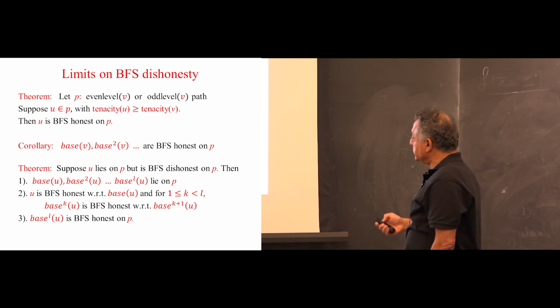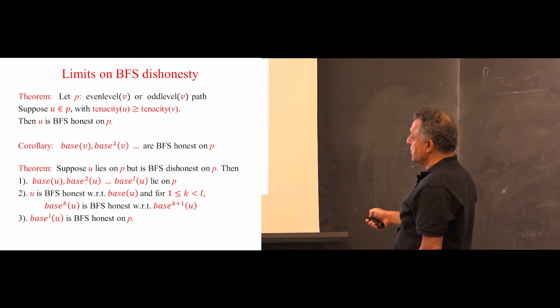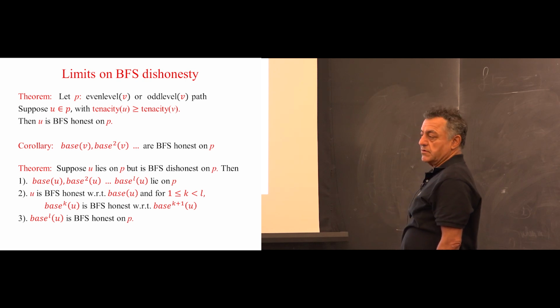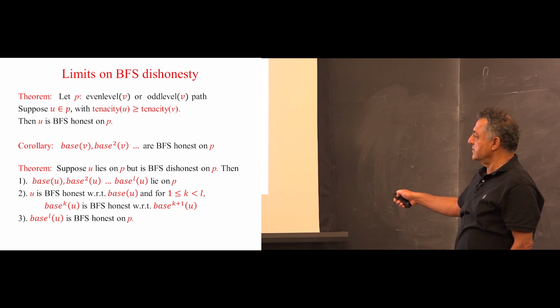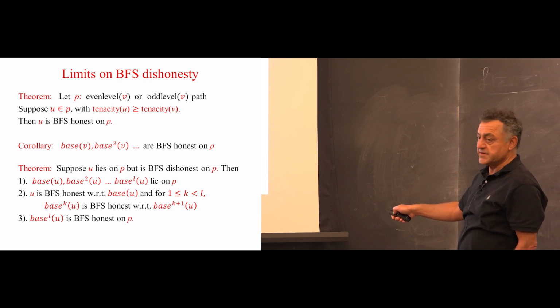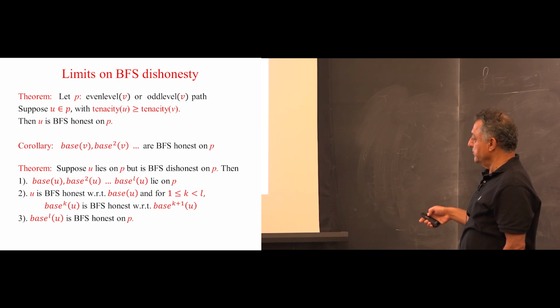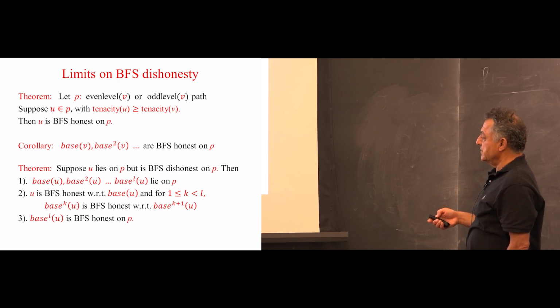Okay? Secondly, as a corollary of this, all these iterated bases will be breadth first search honest on the path because they have higher and higher tenacity than V. So base V has higher tenacity than V, base square has higher tenacity than base V, and so on. So they all will be breadth first search honest on the path.